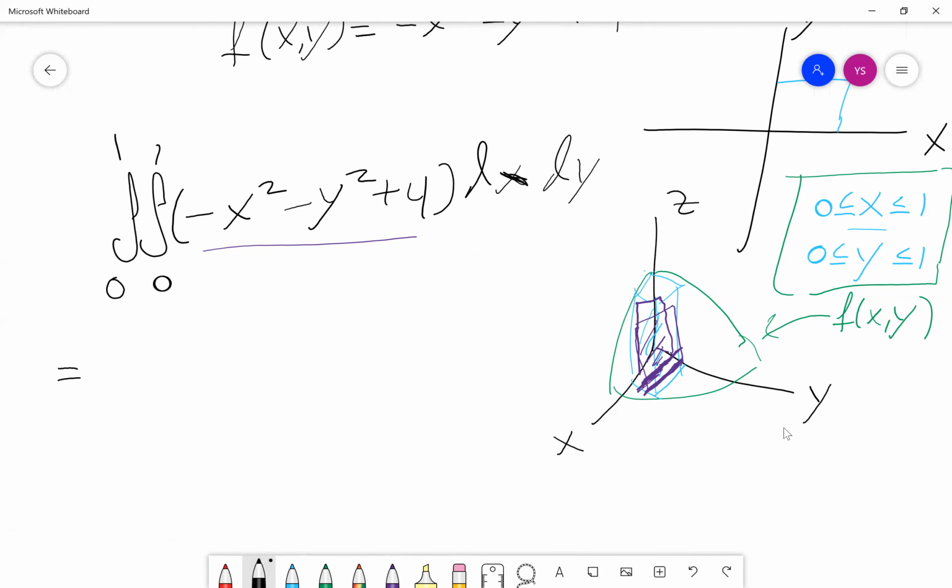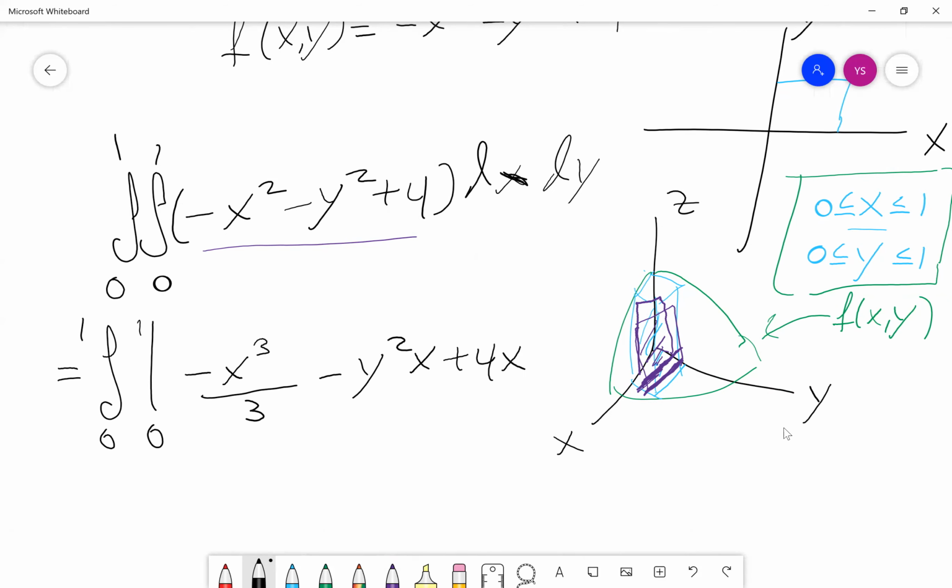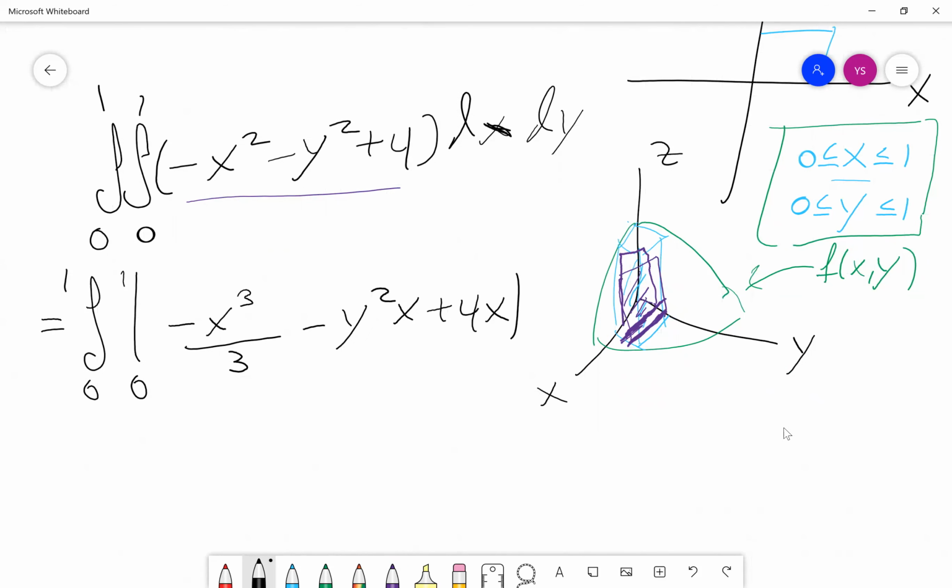So this is going to be, you keep the first integral 0 to 1. Now the second one is in terms of x bounds. We're taking this integral with respect to x. So we get negative x cubed over 3 minus y squared x plus 4x. And then we have to remember that we're still integrating with respect to y.